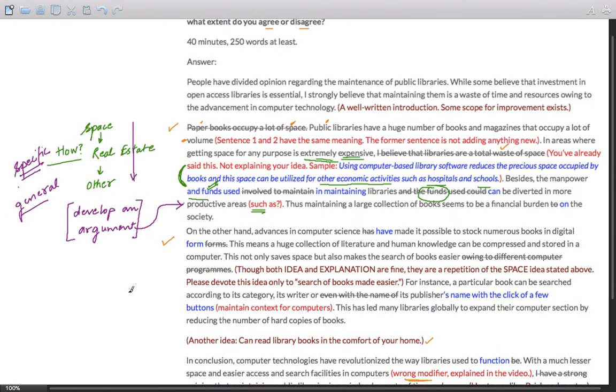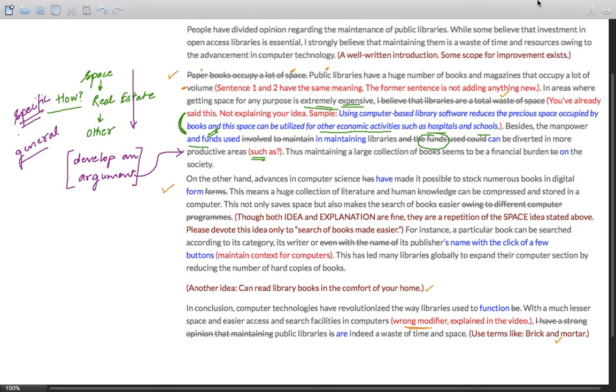Coming to the next body paragraph, and here are some of the mistakes, some of important mistakes that I would like to highlight. Again, the student has not maintained the same thing.